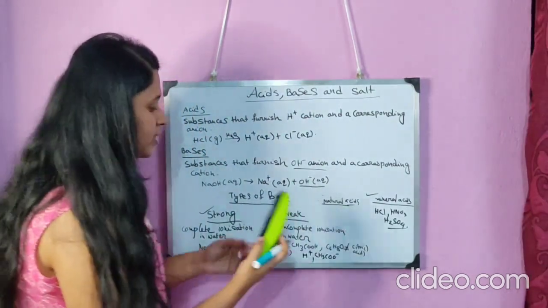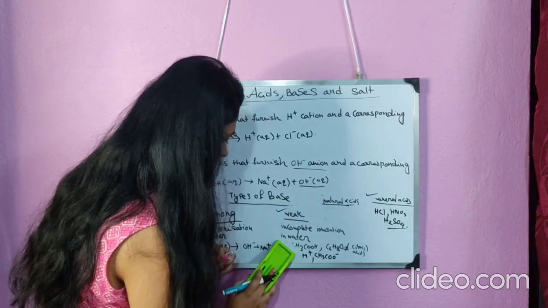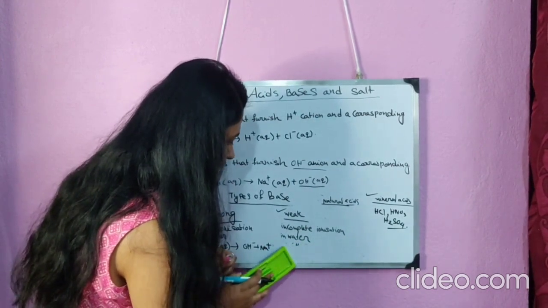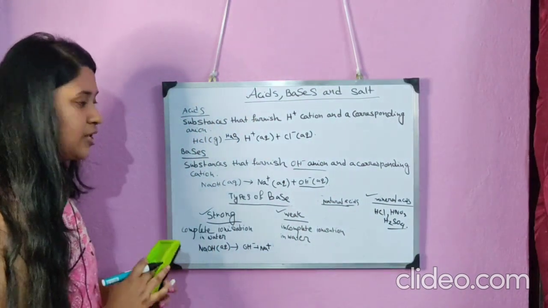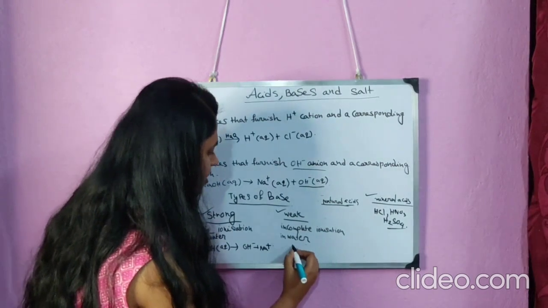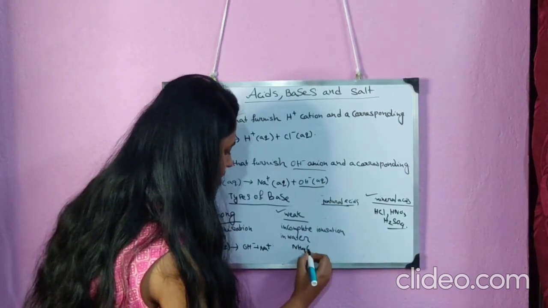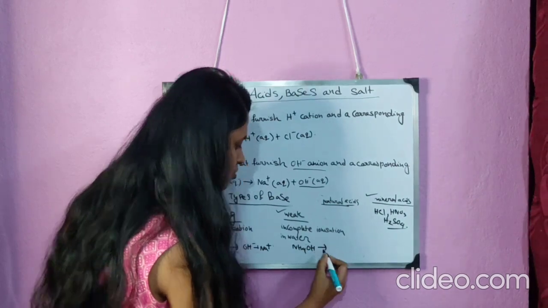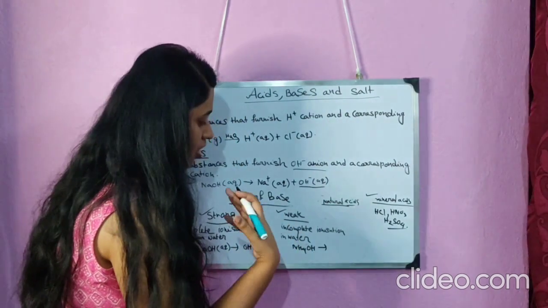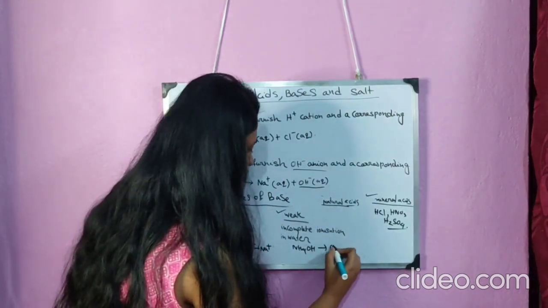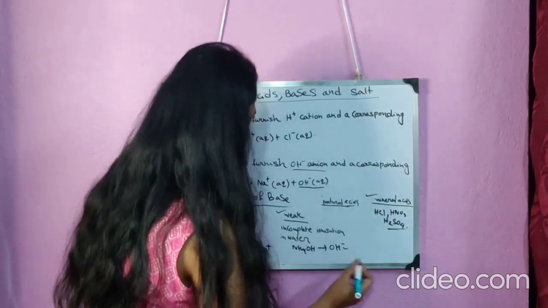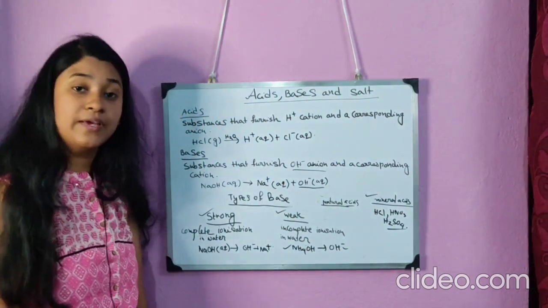Whereas the weak bases are those bases where incomplete ionization in water happens. If we consider ammonium hydroxide, then it would also be dissolved and ionized but not in complete form. So we will also get the OH minus ion, and it is an example of weak base.